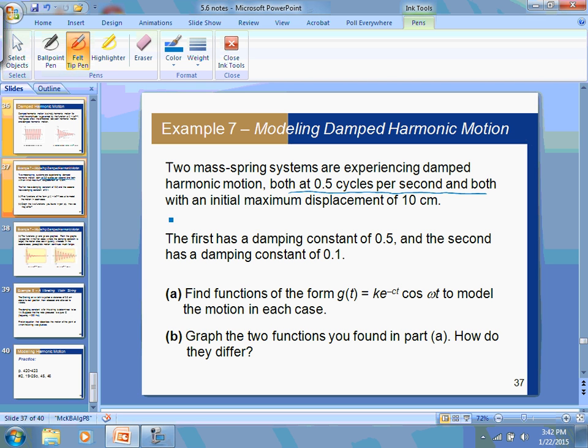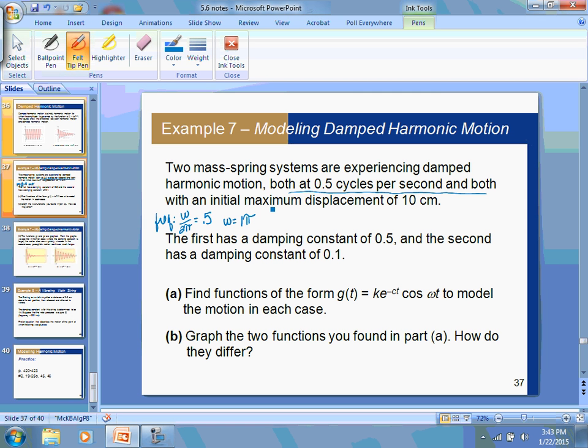Okay, so maybe let's jot that down here in between. Frequency, remember we find it by doing w over 2 pi. So that's going to be equal to 0.5. So that means we can solve that. We can actually multiply the 0.5 by the 2 pi, and we'll get our value for w, which will be 1 pi.